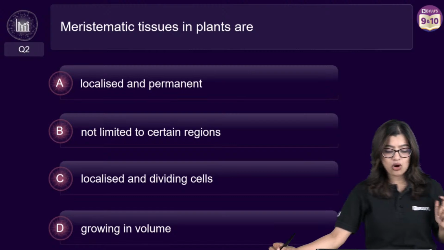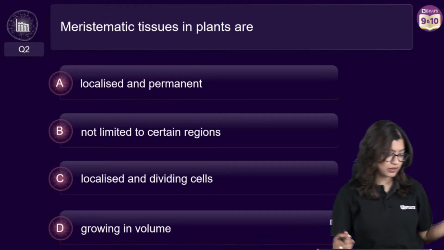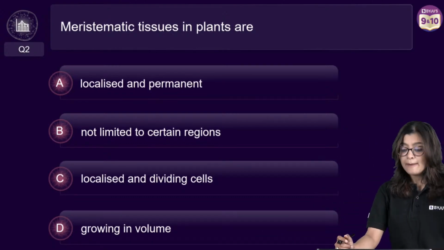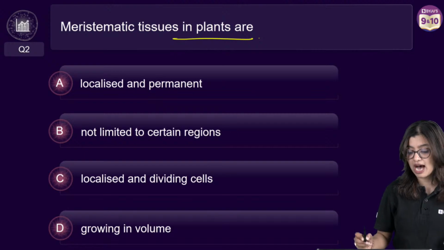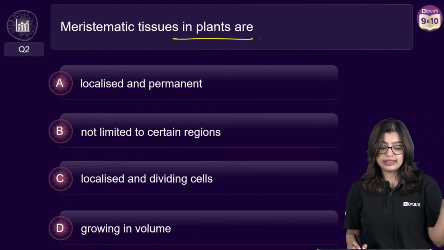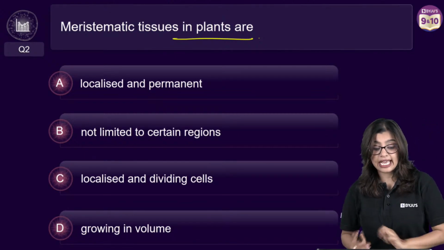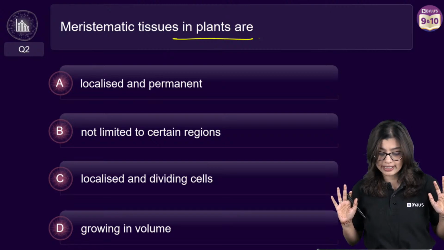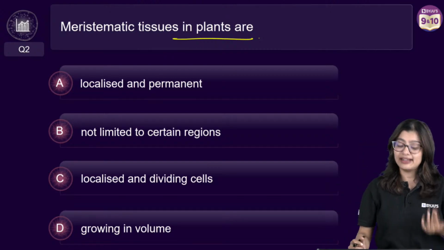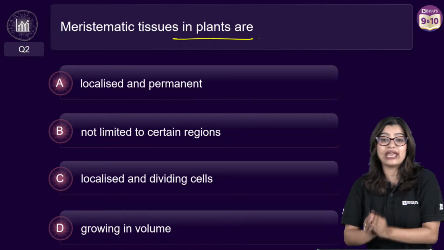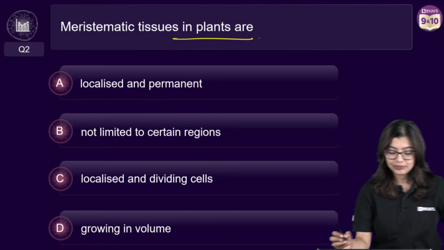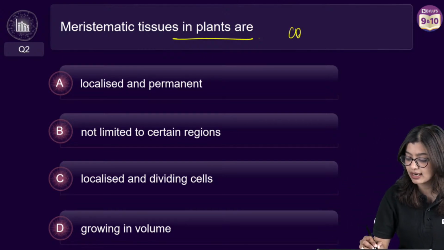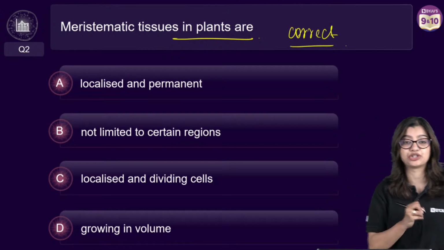Awesome. Let's go on to question number 2. First, I'll read out the question and then give you the polls. Meristematic tissue in plants are what? They are localized and permanent. They are not limited to certain regions. They are localized and dividing cells, or they grow in volume. Yes? So you have to tell me which is correct about meristematic tissues.